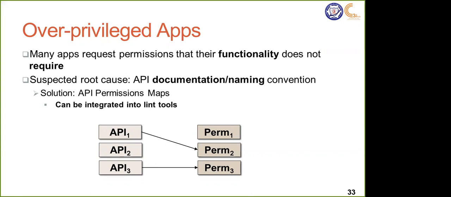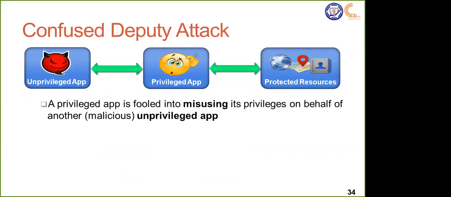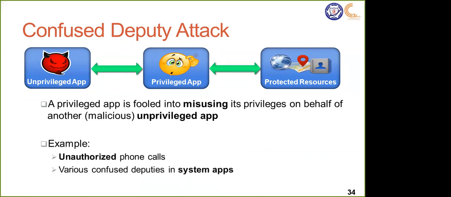But because of these overprivileged apps, confused deputy attacks happen, where a privileged app, which is benign, is fooled by an unprivileged, malicious app into performing some malicious activity on behalf of the malicious app. An example of this is unauthorized phone calls. It has been seen that many applications which do not have phone calling facility exploit some other application to perform this task. Also, these confused deputies are found in system apps, meaning the device vendor is also not aware of this permission system, of what permissions they are actually going to implement or not.